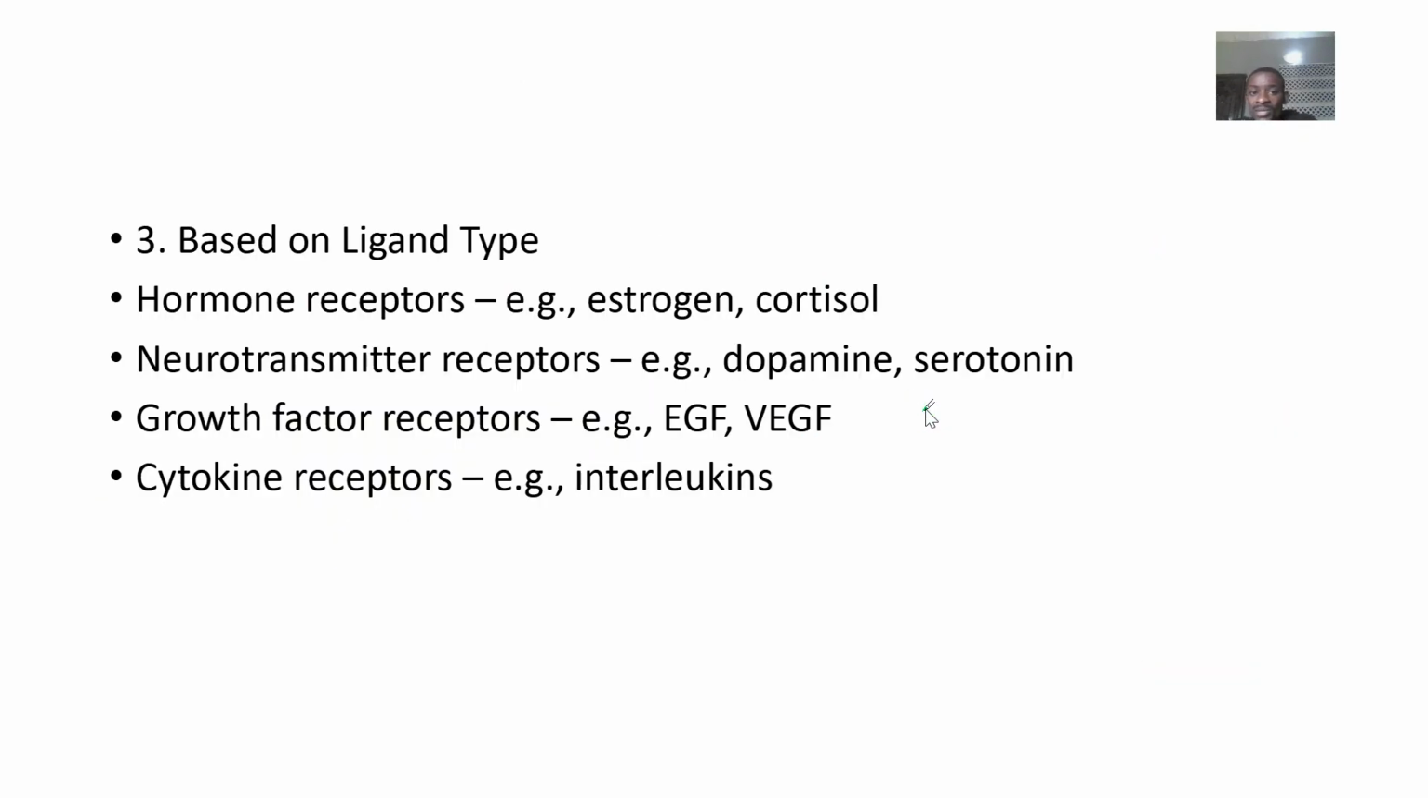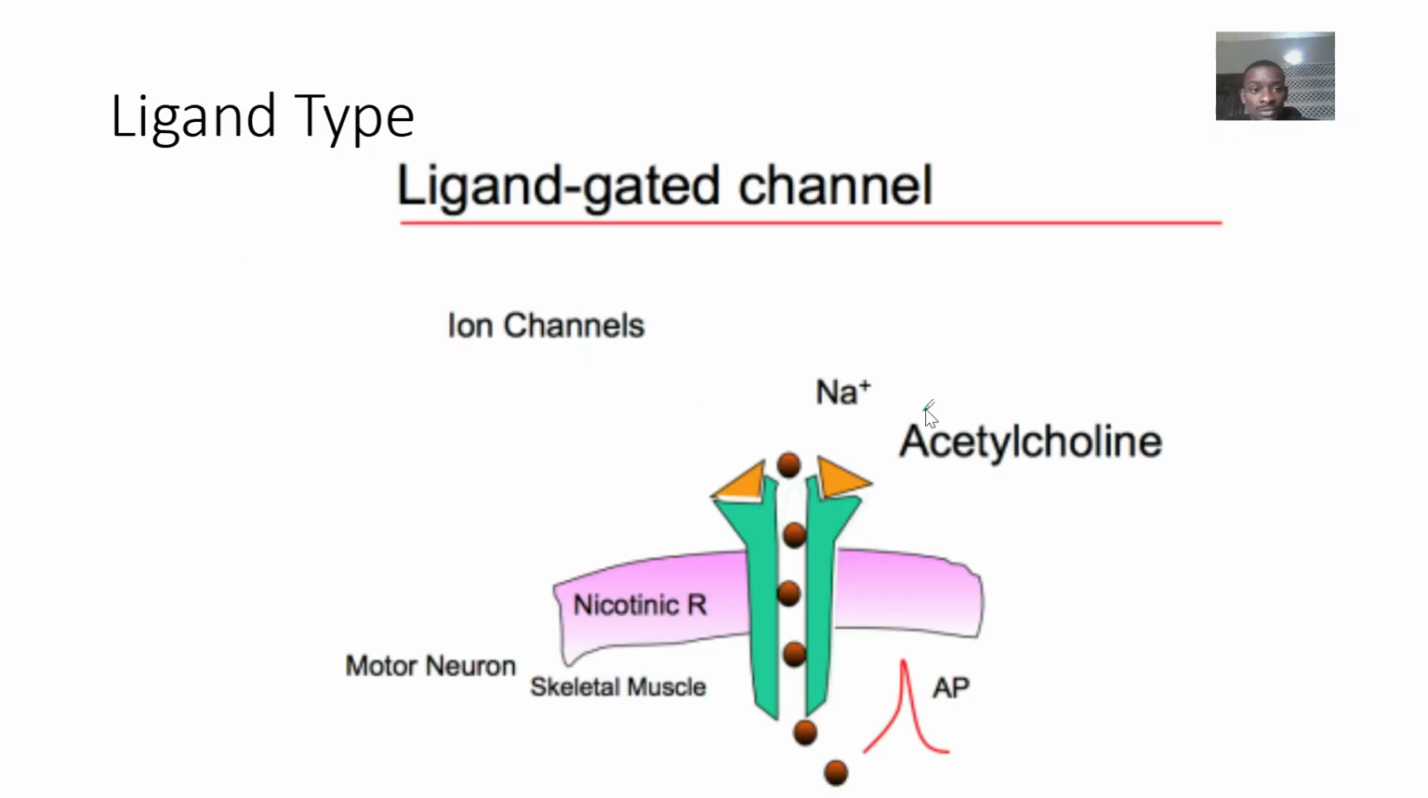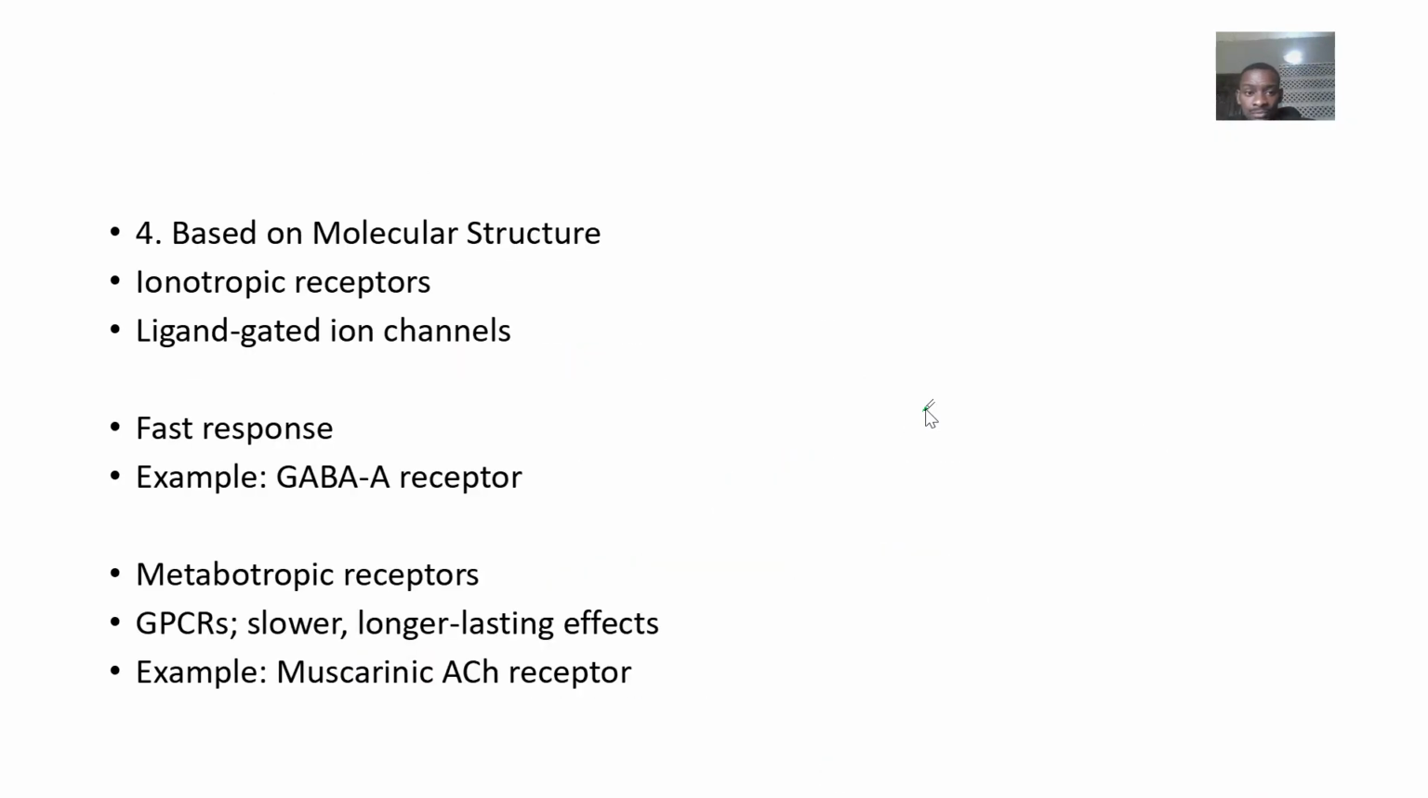So based on ligand type, we have hormone receptors like estrogen, cortisol. We have the neurotransmitter receptors that will respond to dopamine, serotonin, you know. Growth factor receptors. We have the cytokine receptors. Okay, this is by ligand type.